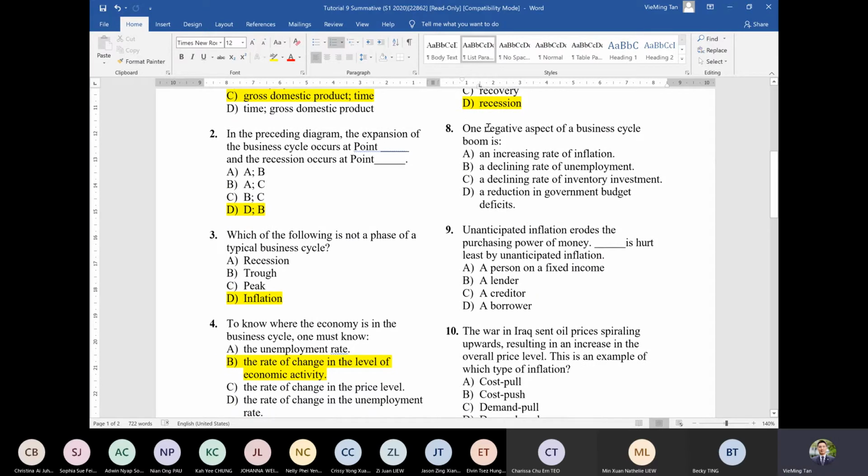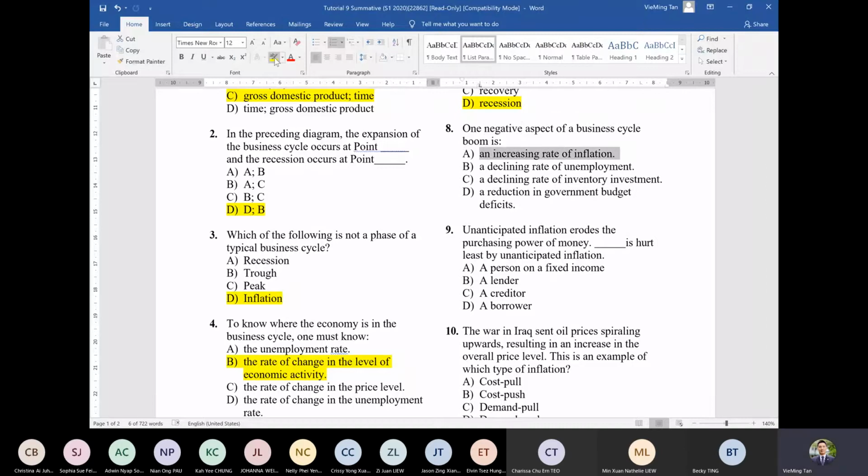And then you have to see this word negative. This is the keyword, negative, which is not good. If the unemployment rate is decreasing, it's good for the country. So B is not the best answer, because the keyword here is negative. Can you choose again? If unemployment is reducing, that means it's good for the economy. So the best answer actually is A.